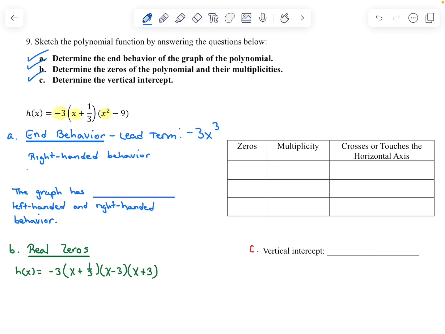Since the coefficient is negative, the right-handed behavior finishes down. Since the degree of that polynomial is odd, the graph has opposite left-handed and right-handed behavior. Now let's find the real zeros.